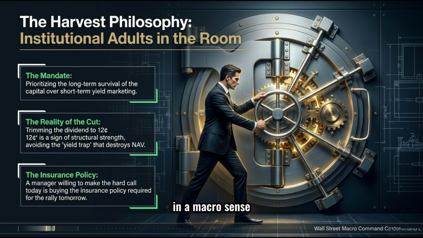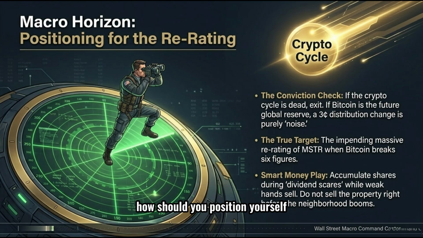In a macro sense, you want a manager who is willing to make the hard call to protect your capital. A dividend cut today is the insurance policy for the rally tomorrow. How should you position yourself? It all depends on your macro horizon. If you think the crypto cycle is dead, you should exit now.